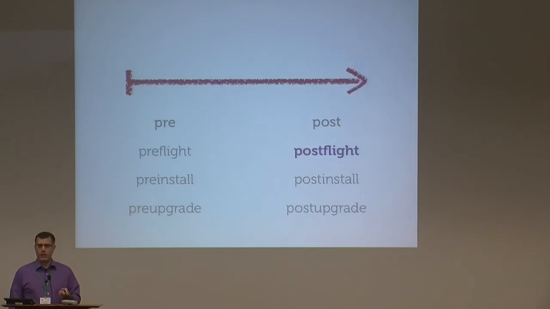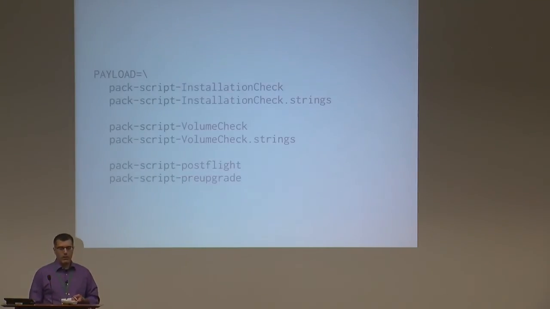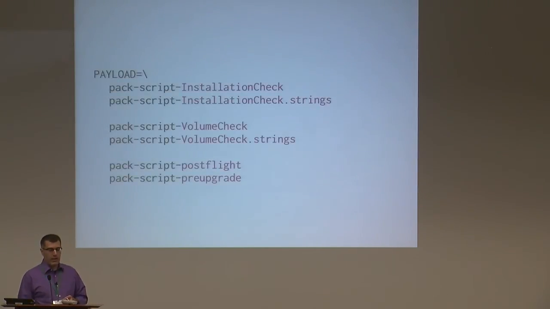For one thing, it's really hard to track those kinds of changes because they don't end up in the receipts database. Anything that's in the payload ends up in the receipts database, and you can check it later. So here are some sample rules that could be added to your luggage payload variable to include the kinds of resources we just talked about: the installation check and the strings file that goes along with it, VolumeCheck and the strings file that goes along with it, the post-flight script, and a pre-upgrade script.